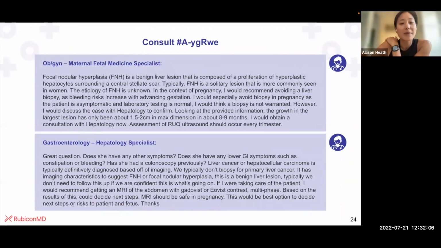So the PCP had originally sent this consult to an OBGYN MFM specialist. An OBGYN specialist already goes through 3 years of residency training, and to become an MFM specialist is an additional 3 years of fellowship. So we're super lucky to have a specialist like this on our platform to begin with. And many pregnant patients need an MFM specialist throughout their pregnancy.